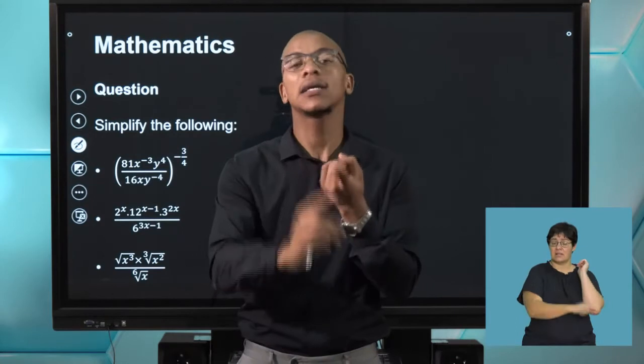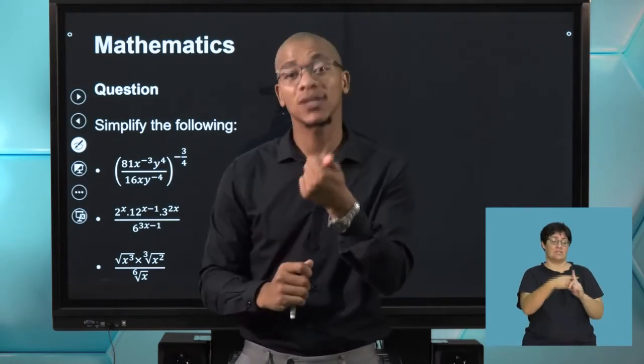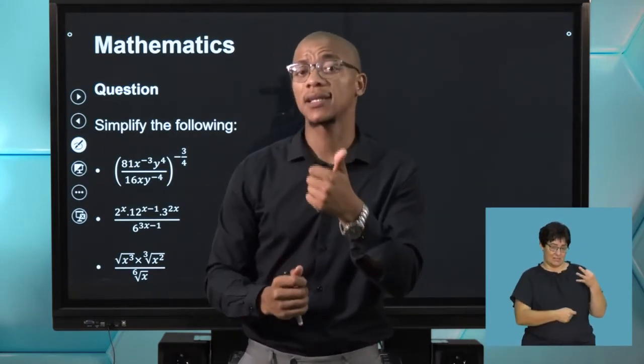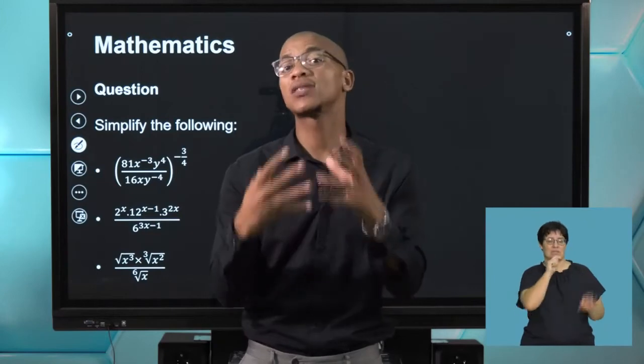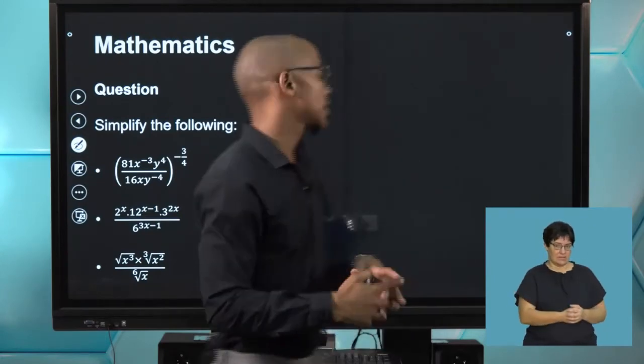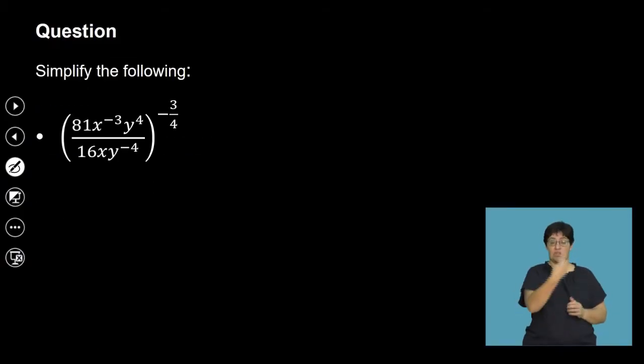Lastly, make sure that your exponents are positive numbers at the end. Those are the conditions of you simplifying. But let's look at exactly what I mean. So the first one is 81x to the exponent of negative 3, y to the exponent of 4, divided by 16x, y to the exponent of negative 4, right? And then all of this is raised to negative 3 over 4.